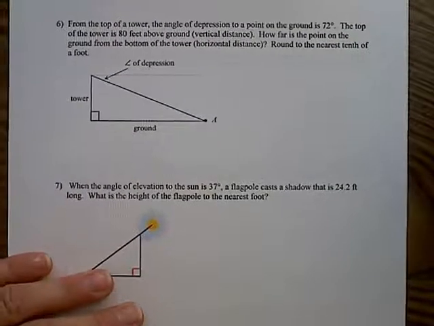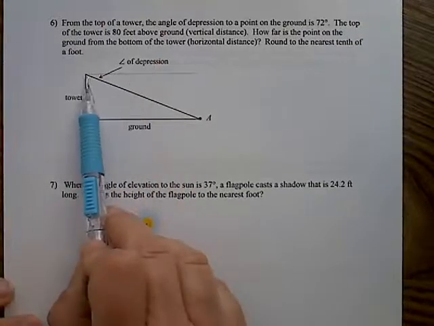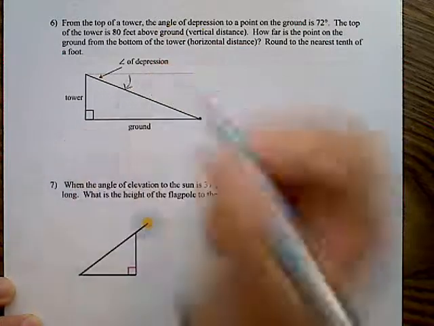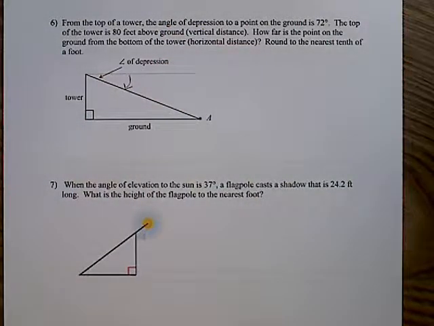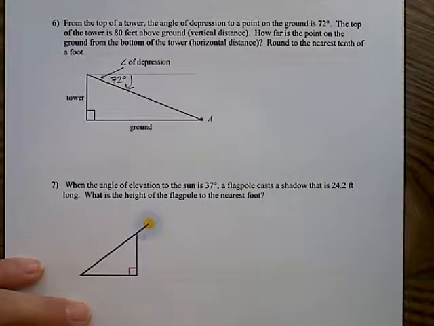All right, now let's do an angle of depression question. So angle of depression, remember, starts from some horizontal line of sight and goes down. So this is my angle of depression here. From the top of the tower, the angle of depression to a point on the ground is 72 degrees. So this angle right here is 72 degrees.